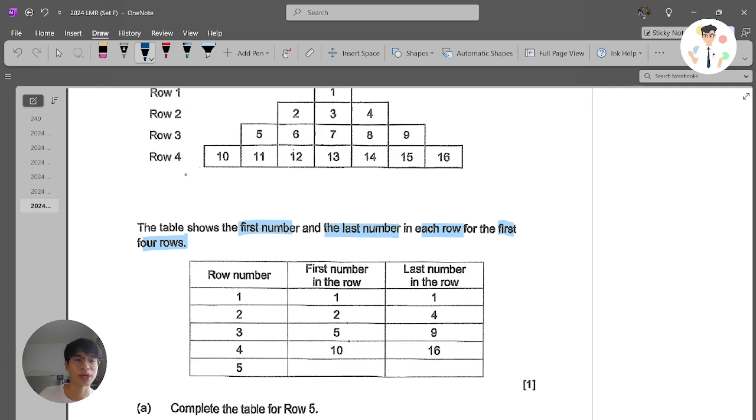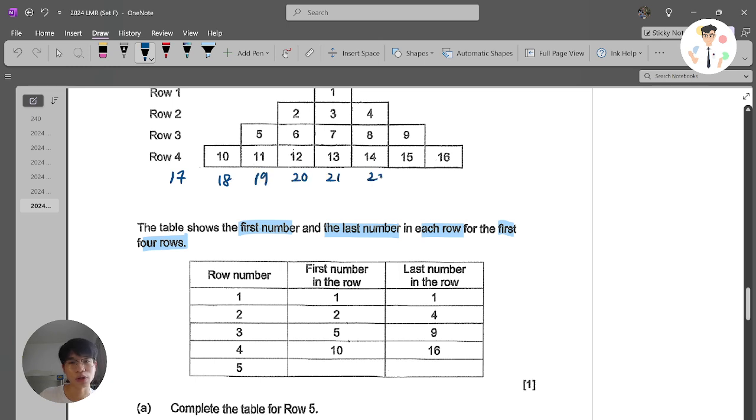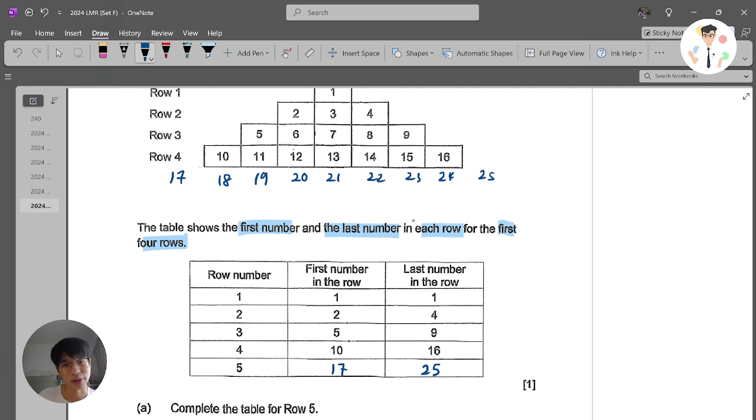I mean, we can just do this first: 17, 18, 19, 20, 21, 22, 23, 24, and 25. And I know here is 17, and I know here is 25. This one shouldn't be a big problem. But of course, we can't do that always, right? So we must recognize what are the patterns that are involved here.